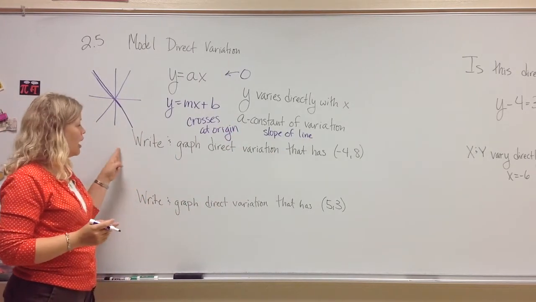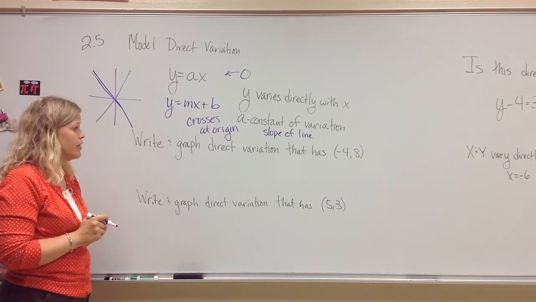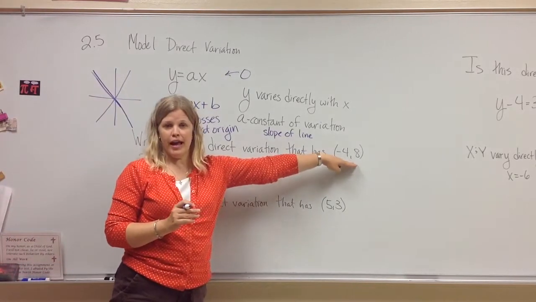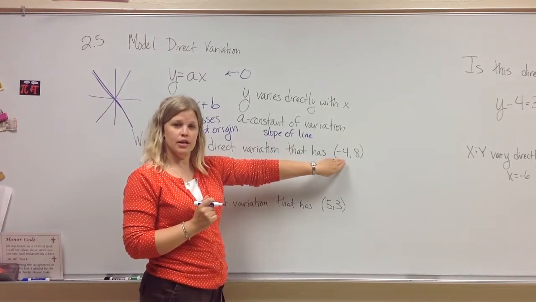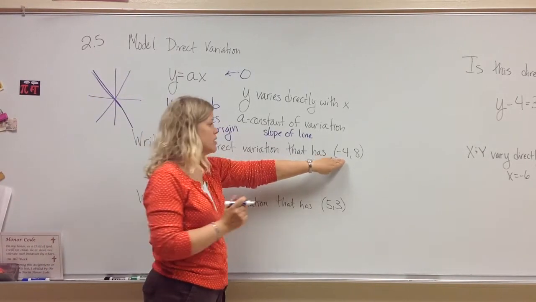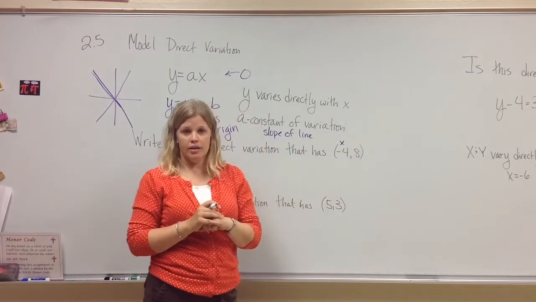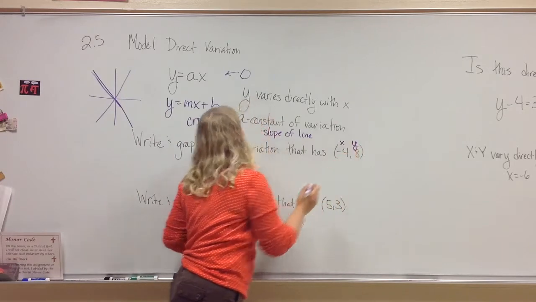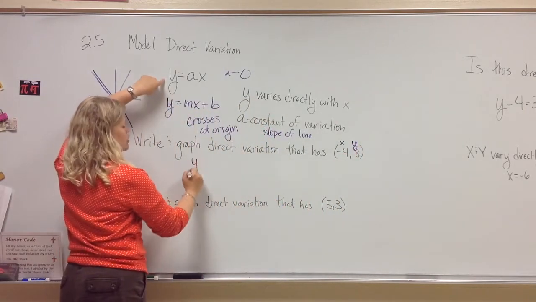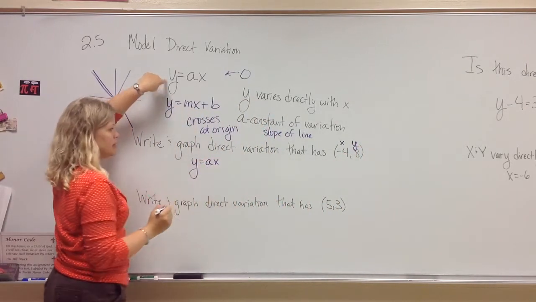Okay, so I'm going to ask you to write and graph direct variation that has -4, 8 as a point. Well, what could the -4 take the place of? Hopefully you know it's a point, so it's the x-coordinate. And what does 8 take the place of? Yes, y. So now we go to our normal equation, y equals a times x.